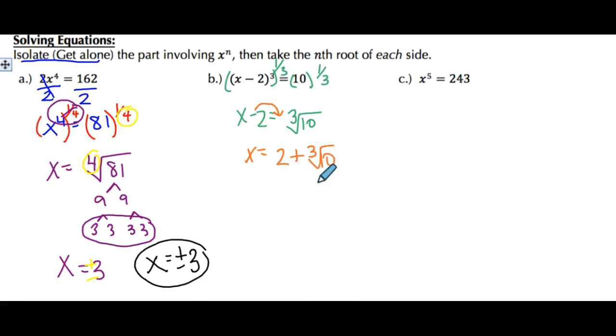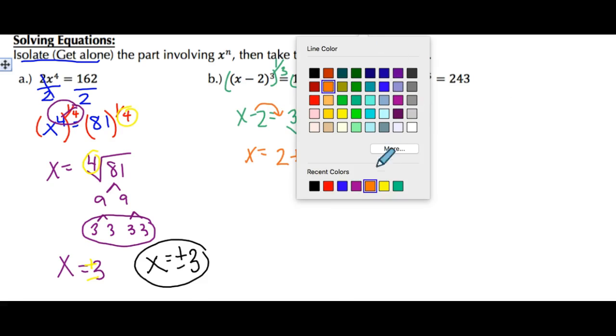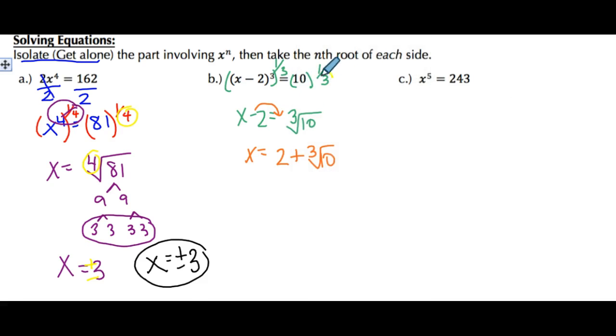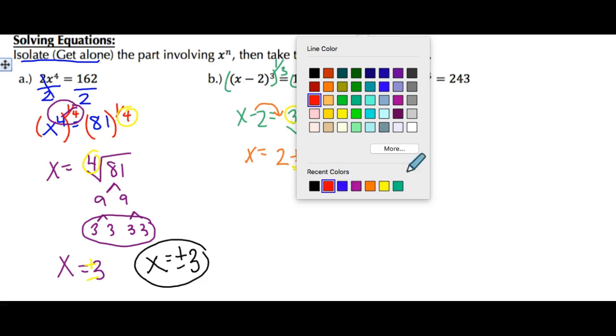Okay, so the reason why this one is a plus and not a plus or minus is that when we look at the denominator of the fraction, the denominator is 3. The degree of the root is 3. 3 is an odd number, which means we only get one answer. The root we're taking is positive, so that's why I left the plus, and that's why I have just the plus here. Okay, let's try another one.